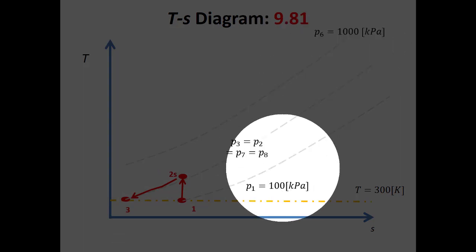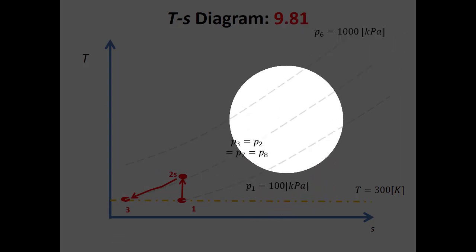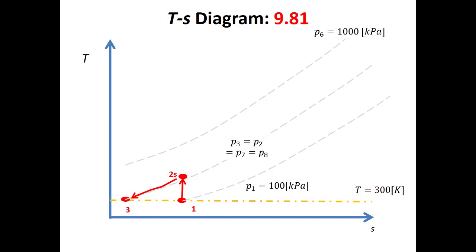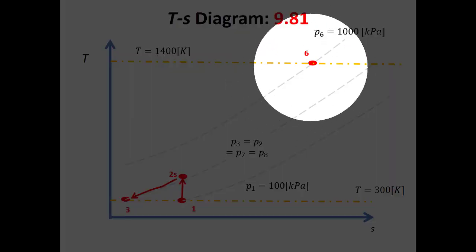Remember, as the pressures go up on a TS diagram, these lines are getting higher. So P6 is going to be the maximum pressure here. It's also going to be the same as P4 and P5, right? And it's going to be 10 times what P1 is, so it's 1,000 kilopascals. So I know that the maximum temperature in my system here is 1400.